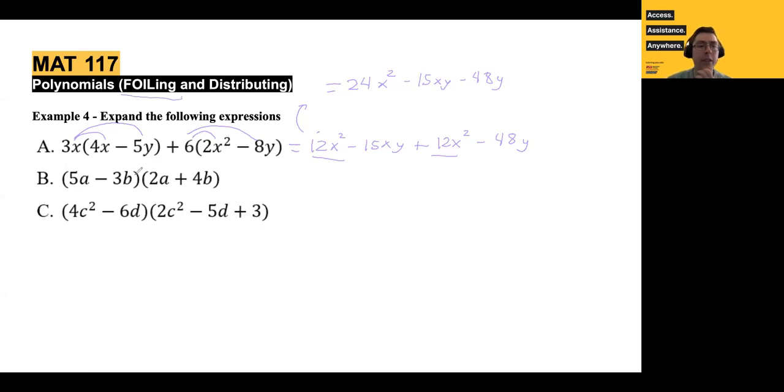And so the term foiling was made for something like part B, where we have two terms multiplying each other, and both terms have two terms themselves. So the F stands for first. I mean, you don't have to remember FOIL exactly. How I remember is that every term gets distributed into every term of the next expression. So this 5a has to be distributed to the 2a and 4b, and then the minus 3b is distributed to both of those terms as well.